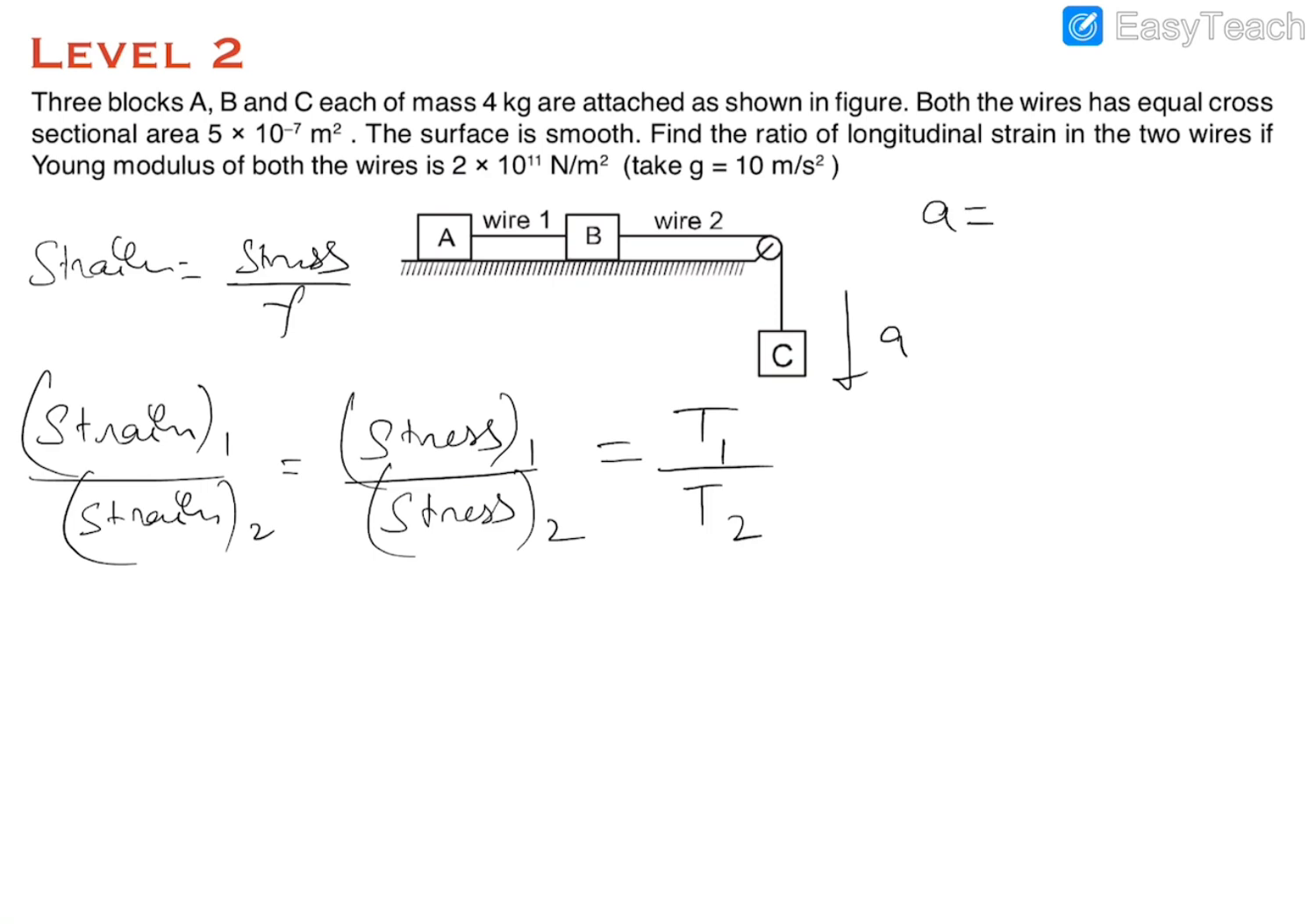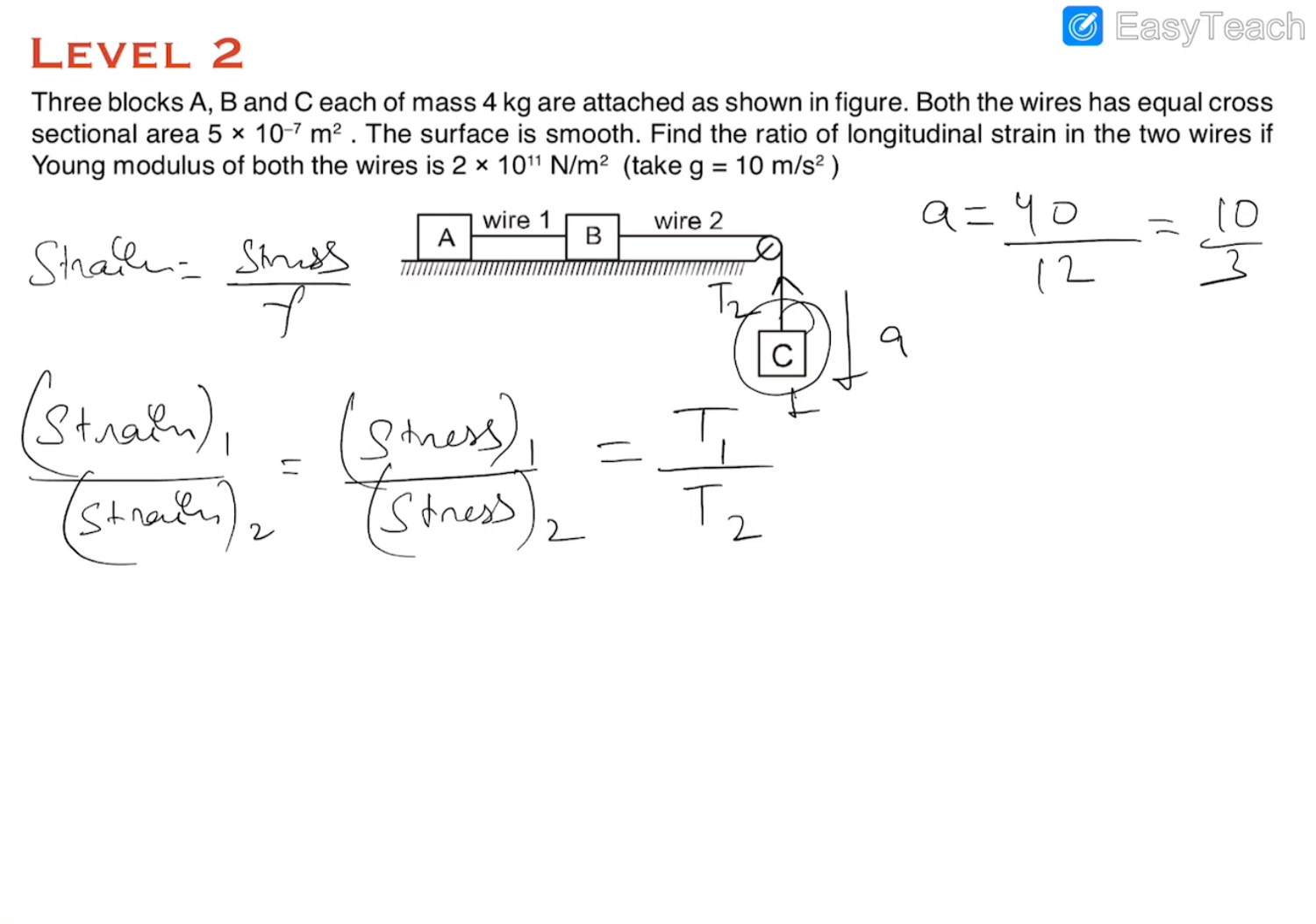By a short trick which we have already discussed in NLM section, the acceleration of this system would be net pulling force. We can see that this system is being pulled by the mg of this mass, which is 40, because its m is 4 kg, so mg is 40, upon total moving mass. Now total moving mass is 4 plus 4 plus 4, which is 12. So the acceleration of this system will be 10 by 3.